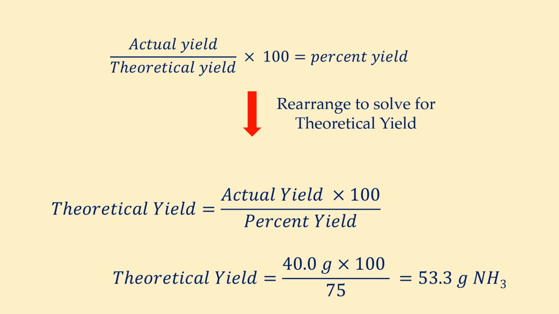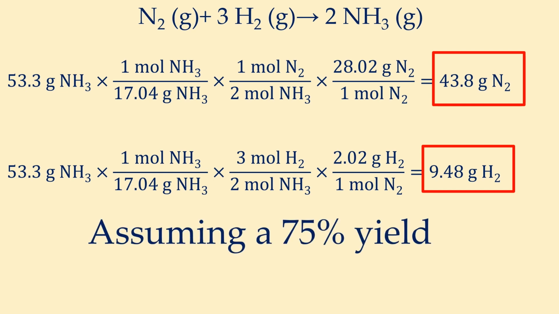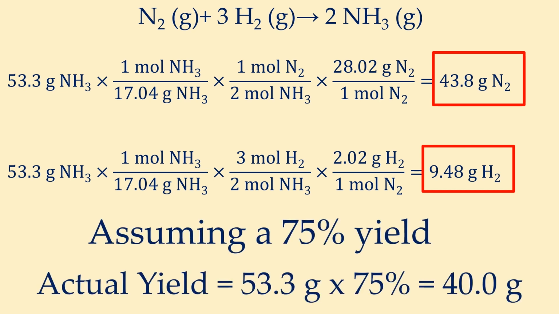If the percent yield is 75%, then our actual yield will be 40.0 grams of ammonia, which is the mass that the question is asking for. Here, I start with 53.3 grams of ammonia and convert to the mass of nitrogen and hydrogen. I find that 43.8 grams of nitrogen and 9.48 grams of hydrogen are required to yield 53.3 grams of ammonia. Assuming a 75% yield, my actual yield will then be 40.0 grams.